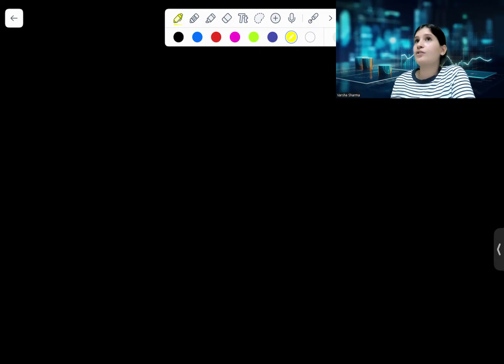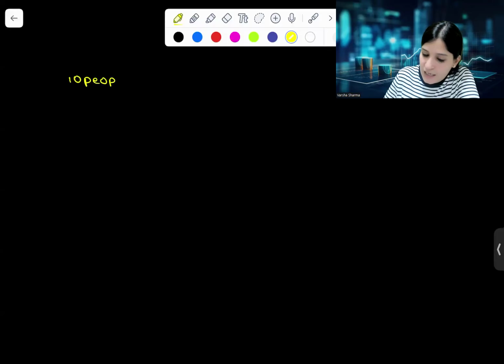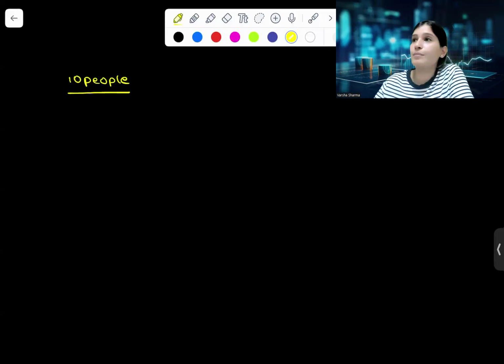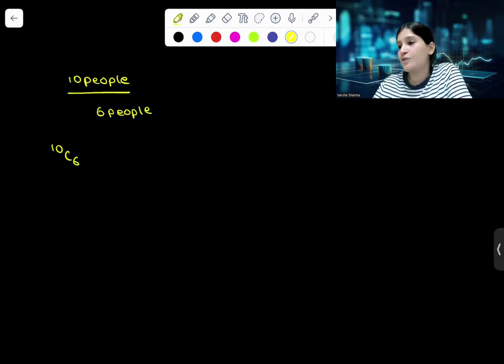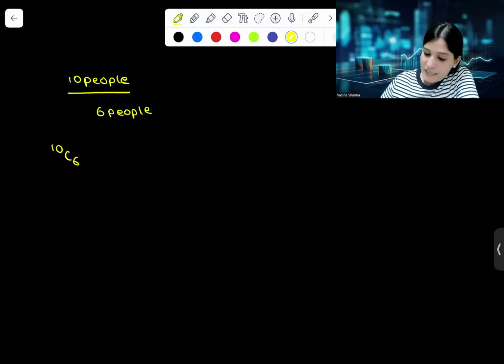So when we are finding out combinations, for example, if I have 10 people and I want to form a committee of 6 people, that means I only want to choose 6 people out of 10. So how many ways will be there? 10C6. How many ways are there to select 6 people from 10? There will be 10C6.